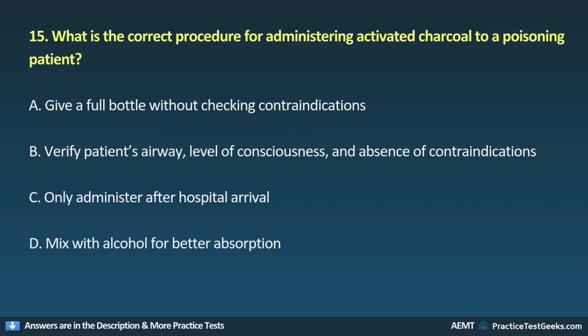15. What is the correct procedure for administering activated charcoal to a poisoning patient? A. Give a full bottle without checking contraindications. B. Verify patient's airway, level of consciousness, and absence of contraindications. C. Only administer after hospital arrival. D. Mix with alcohol for better absorption.